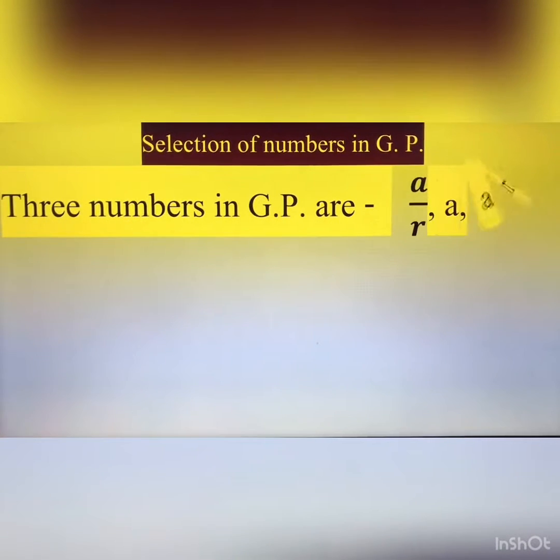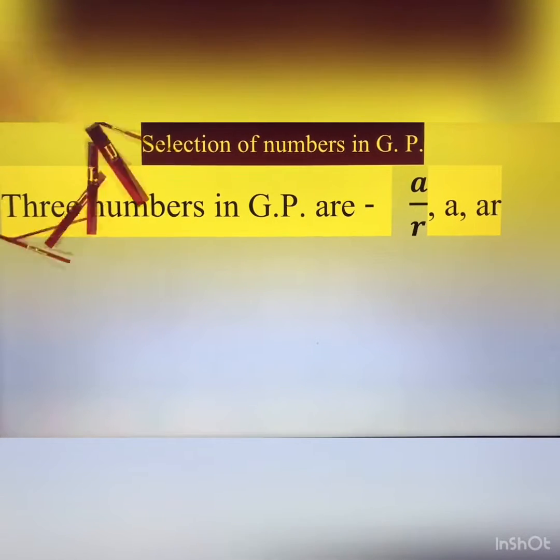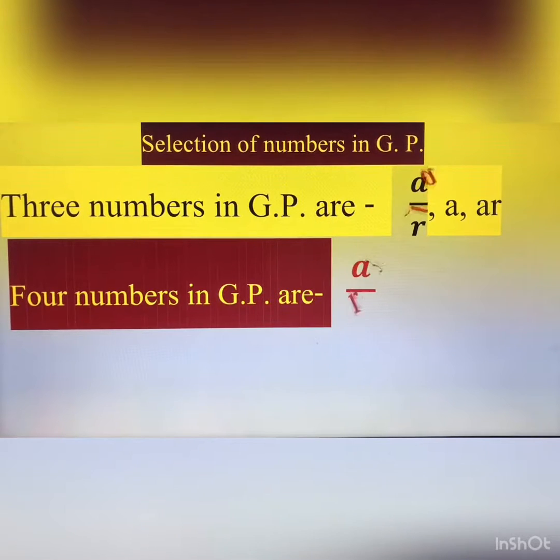Okay. Now selection of numbers in the GP. For 3 numbers in GP, we will take a divided by r, a and ar. Always we will take these 3 numbers for finding 3 numbers in the GP. If the requirement is 4 numbers in GP, then we will take a divided by r cube, a divided by r, ar and ar cube. The common ratio here is r square, which means every term will be multiplied by r square.